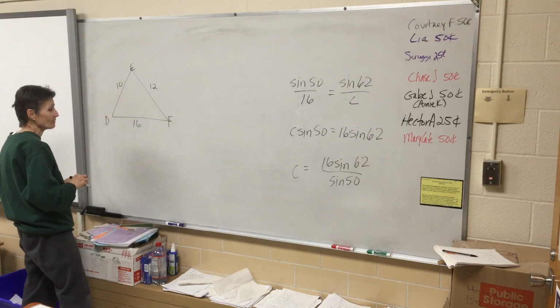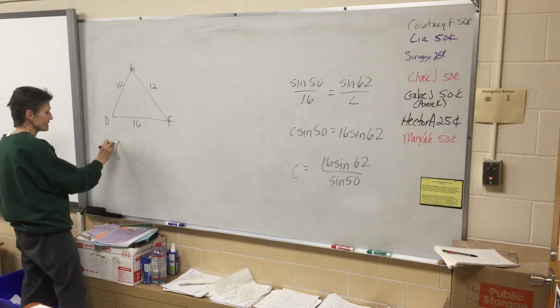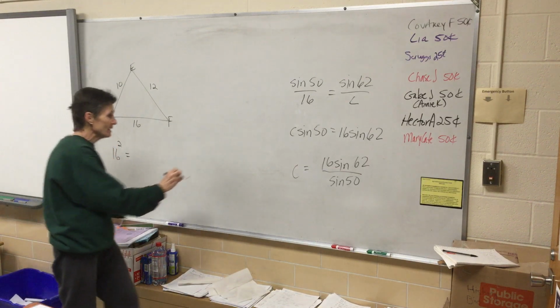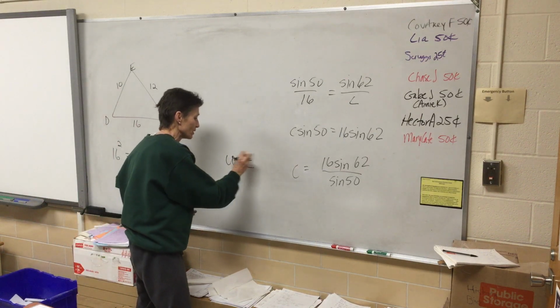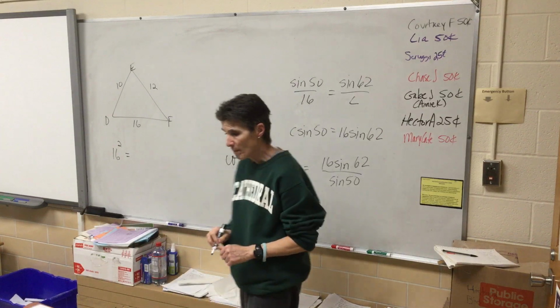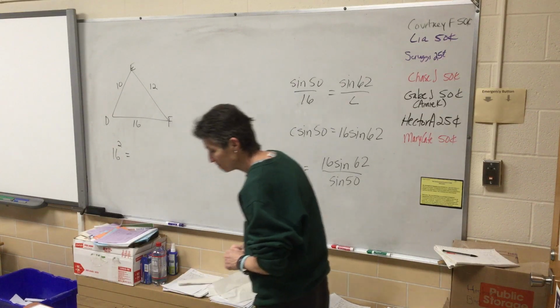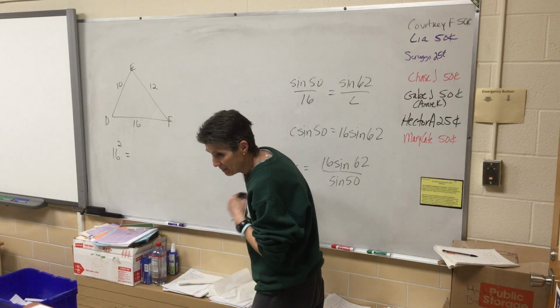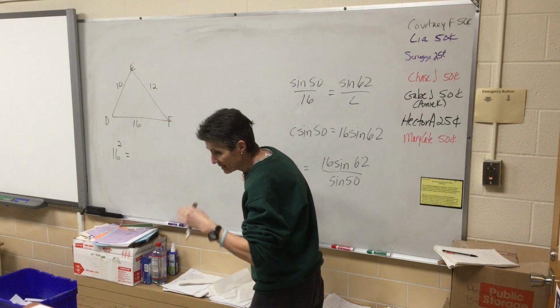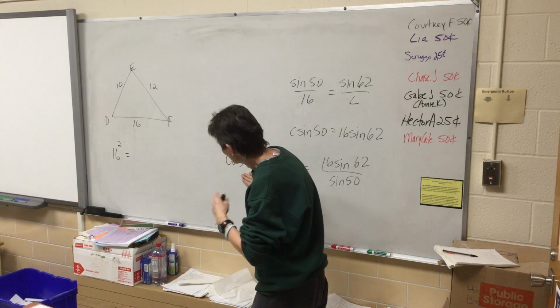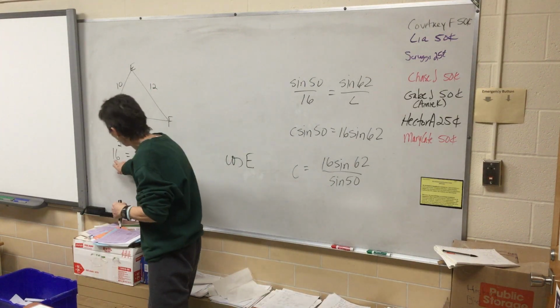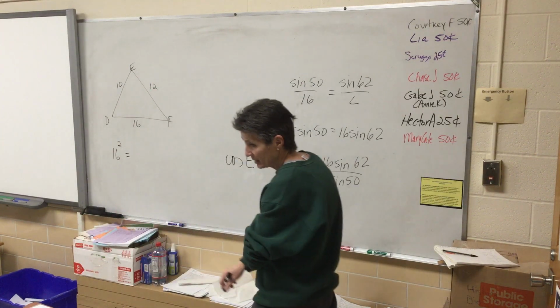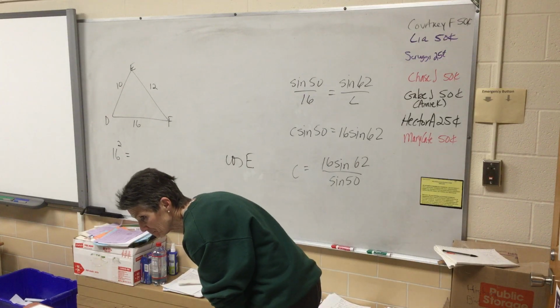Now, if I know I'm going to find angle E, then I'm going to put 16 squared over here and cosine E over here. Remember in the law of cosines, whatever angle you're using, which I picked E, but we were going to do the biggest one, so it's E. That means its side is over here by itself. Does that make sense to everybody?